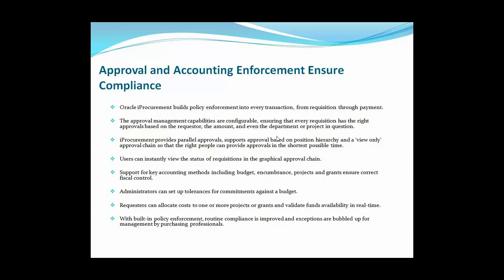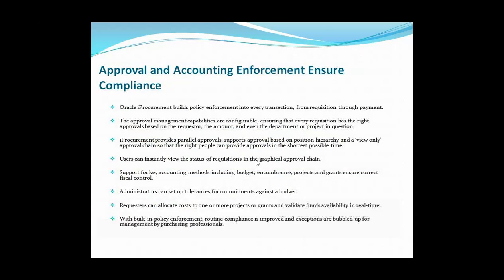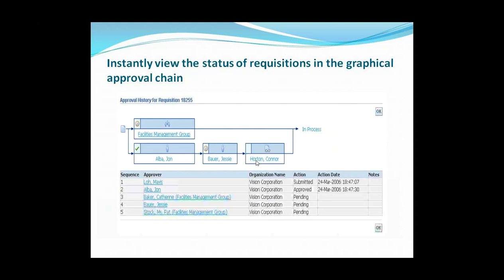Then, as we saw in one of the earlier slides, the allocation of the travel expense can be done across multiple projects in a real-time environment. The next page shows how the end user can see the status of the requisition in a graphical approval chain.